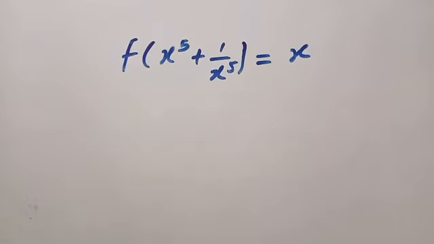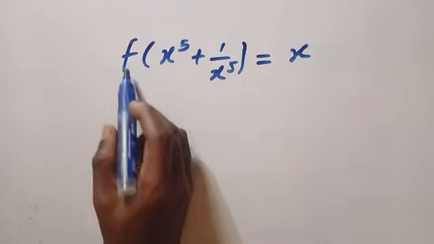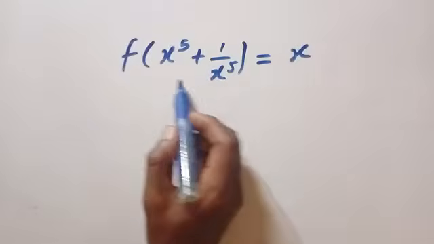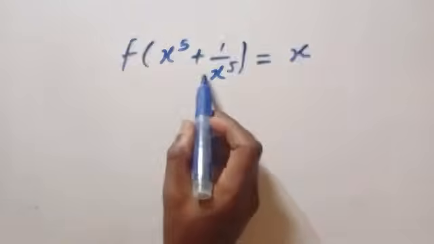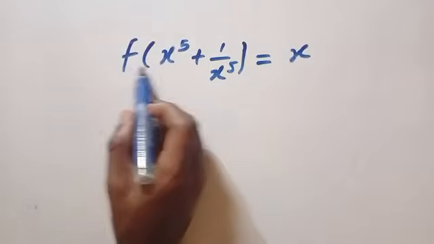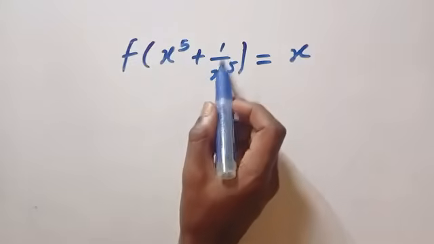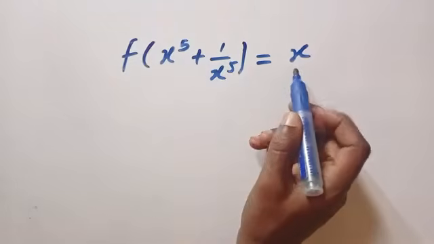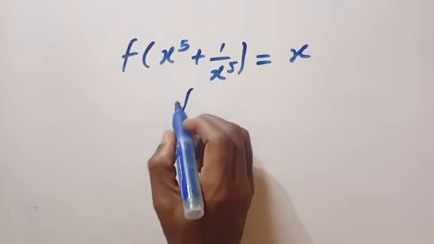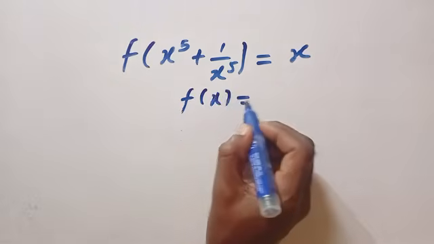This is a classic invert the expressions functional equations. How do you solve it? We are given a quintic domain inserted in these functions: f of x to the power 5 plus 1 over x to the power 5 equals x. Our goal is to find f of x.